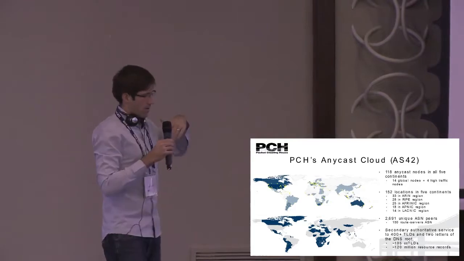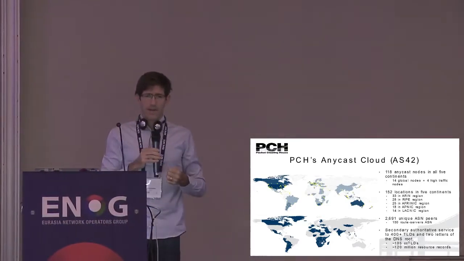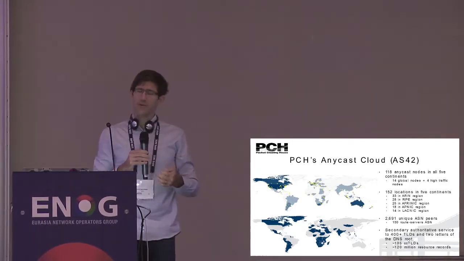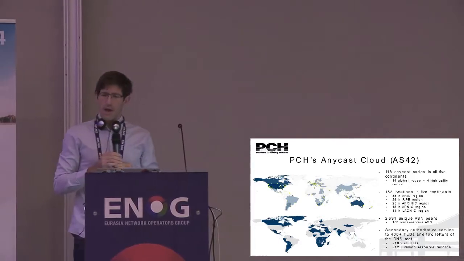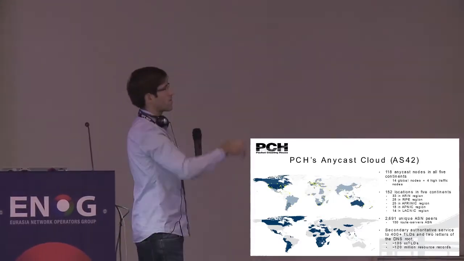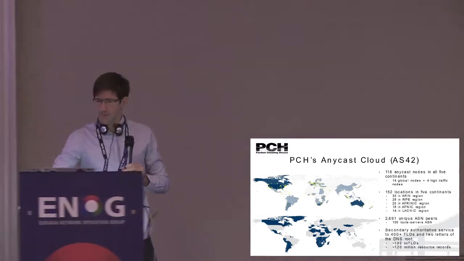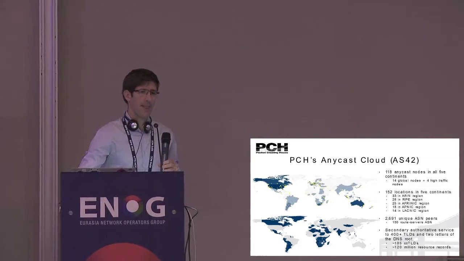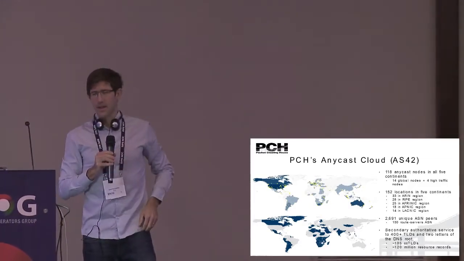And there are also 2 letters of the root DNS, D-root and E-root, that host their servers within our network. So this is a view of the cloud we've built. I'm going to get a bit more into detail on how it looks. This is a day in our network.